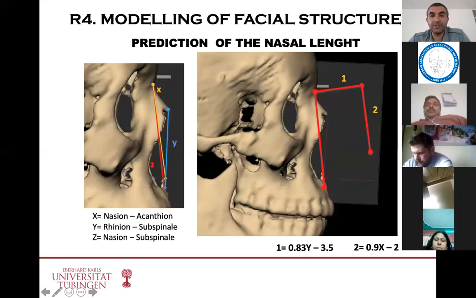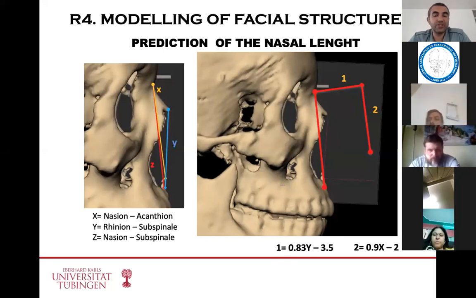So this data should work only for Caucasians. It's not possible to apply this regression formula to Africans, so it needs to be adjusted for specific populations. We did it for our population, and now it works pretty well.